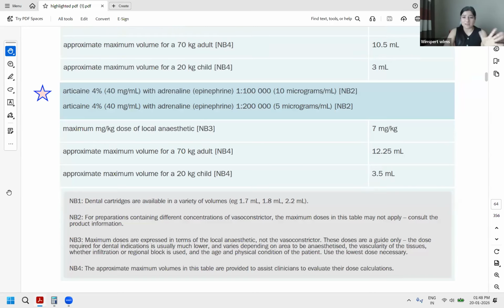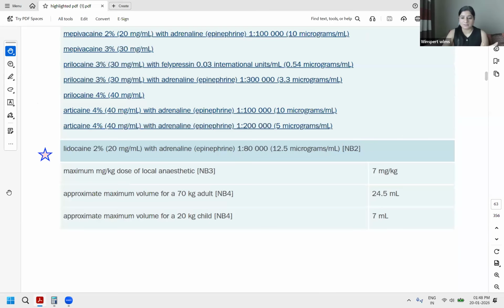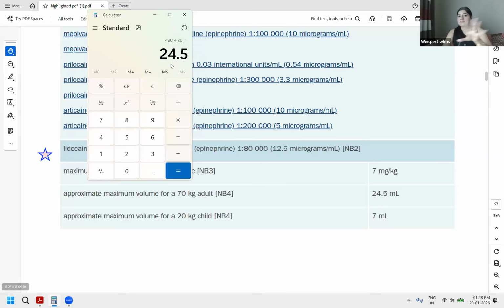I hope math is mathing a little bit. See, this is why we have magic numbers. So let's go back to our calculator. So this is your mLs. 70 kg man times 7 milligram per kg divided by 20, which is the 2% solution. That's your 24.5. Yes, I expect you to be, Priyanka, confused. That's fine. So this is your mLs.